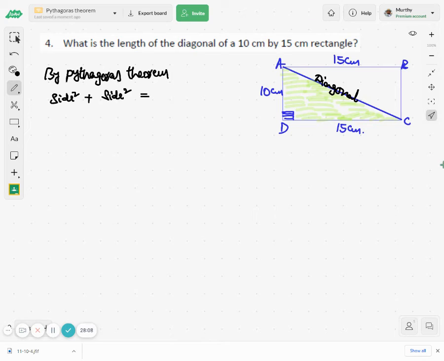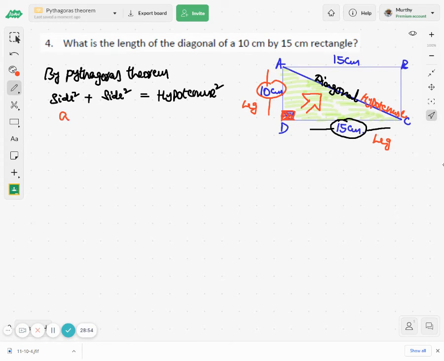Okay, so side square plus side square equals hypotenuse square. This is the condition. Now, what does side mean? Don't forget, either side of 90 degrees. I repeat, here is the 90 degrees angle. The sides associated with this are the legs. So this is one of the legs and this one is the other leg. Don't forget, the side opposite to 90 degrees is the hypotenuse. This is the hypotenuse.